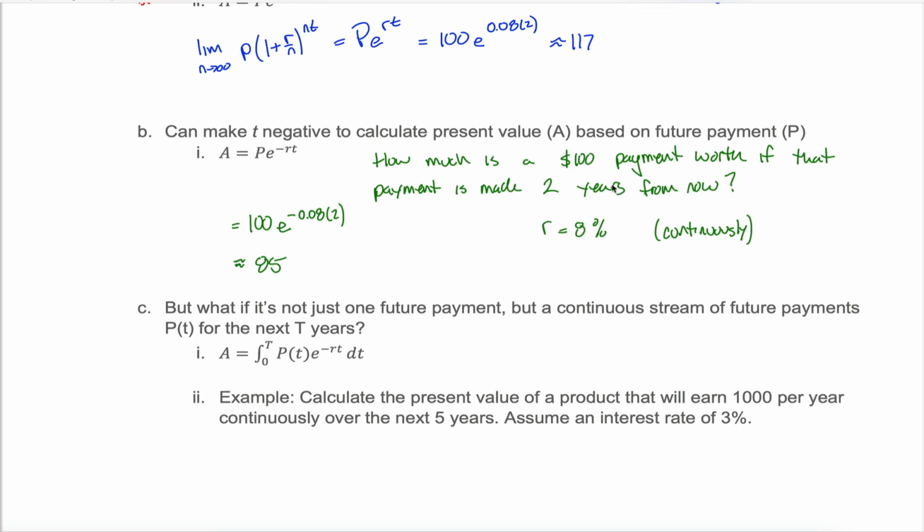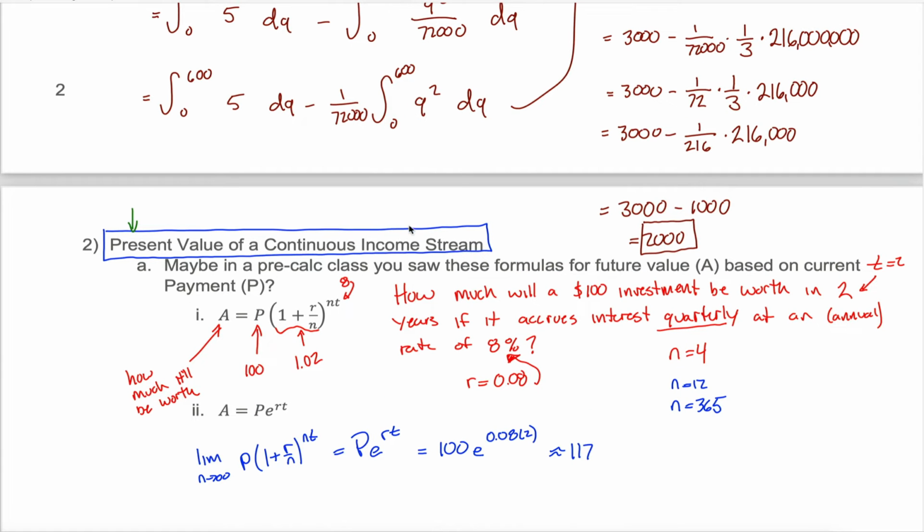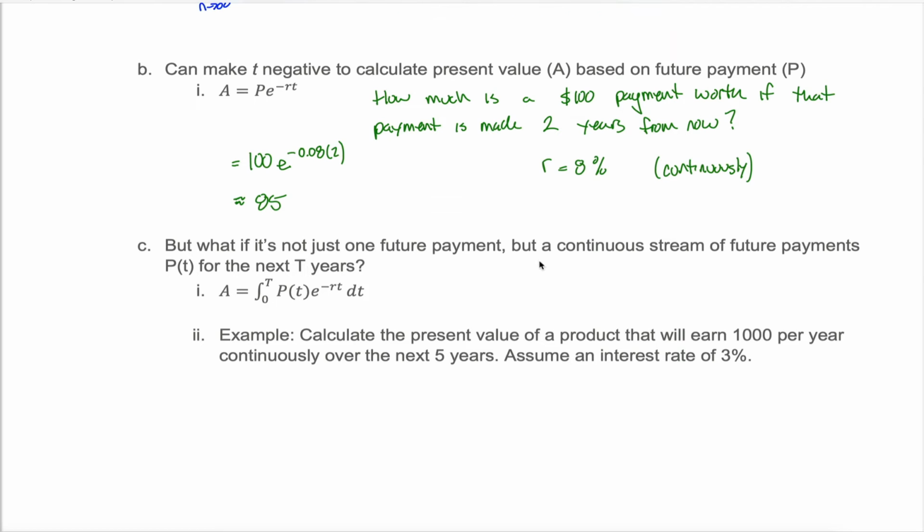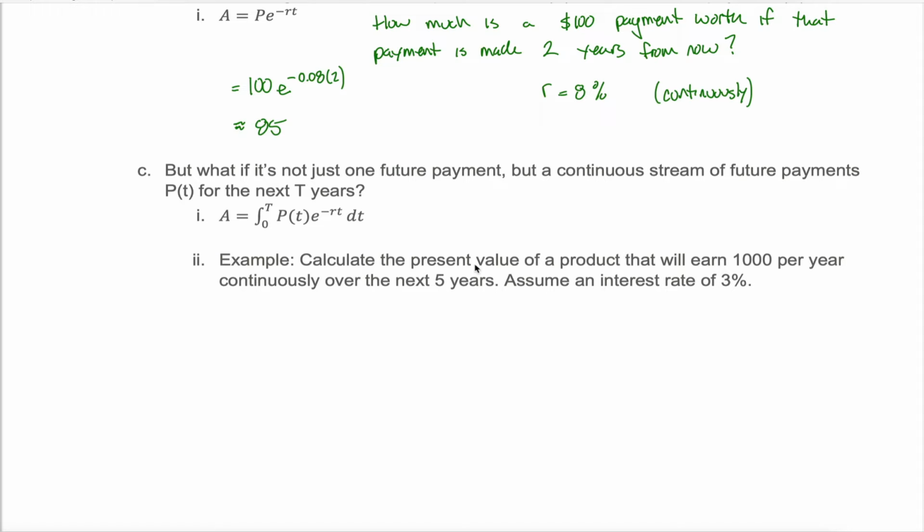The only difference between these calculations we did down here in green and what we're trying to get at in this video is we don't want the present value of one payment. We want the present value of a continuous income stream. Because if you think in a business context, if you're selling some good and you're making, I don't know, $1,000 a year, you don't get all that money at the end of the year. You get that $1,000 continuously throughout the year. So maybe you want to know the present value of the sales of this product if you know it's going to earn you $1,000 per year continuously over the next 5 years.